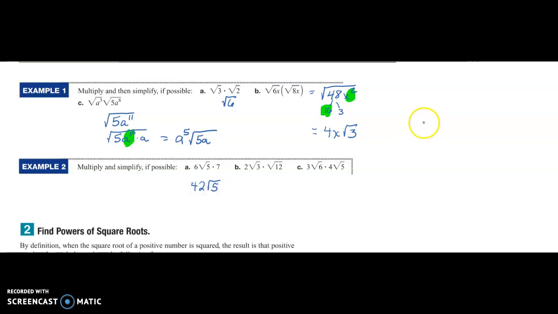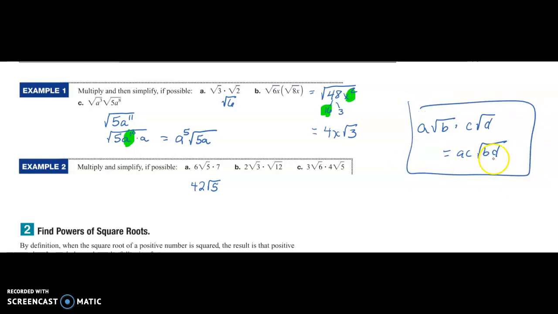So essentially, I could use this: a times the square root of b times c times the square root of d is going to equal ac times the square root of bd. So this is algebraically what I'm doing. When I'm multiplying two square roots, I multiply the outsides, multiply the insides, and then simplify.